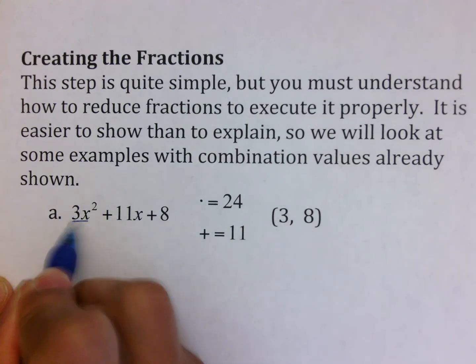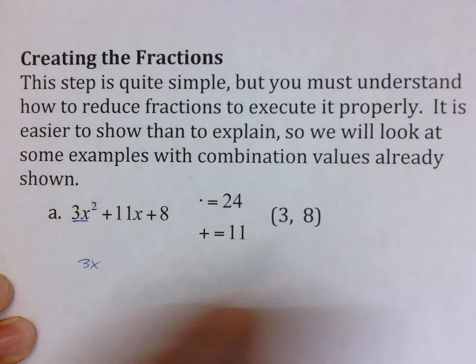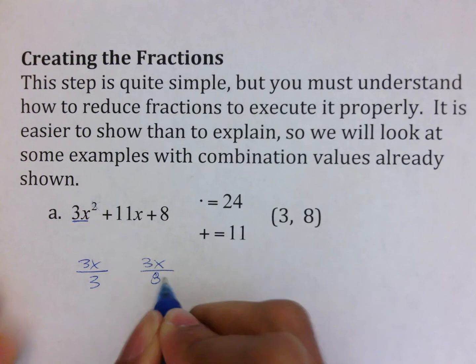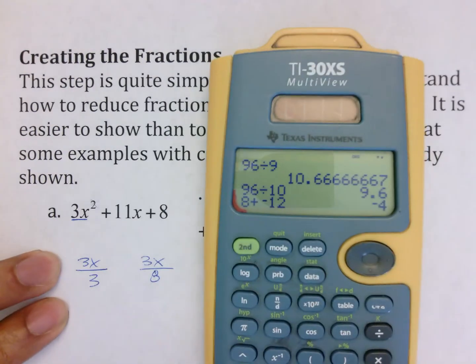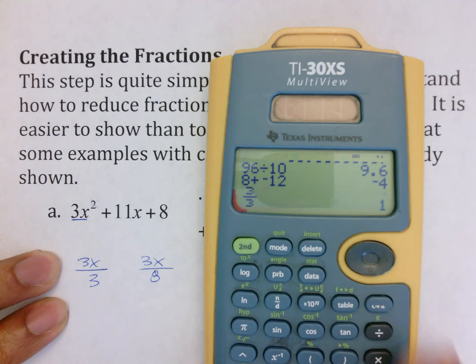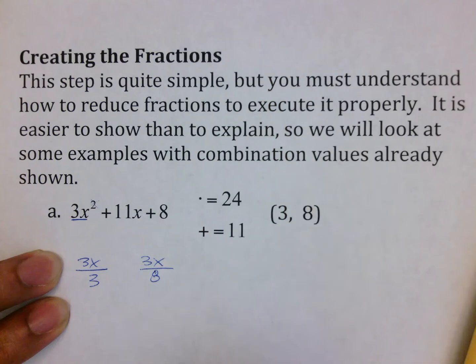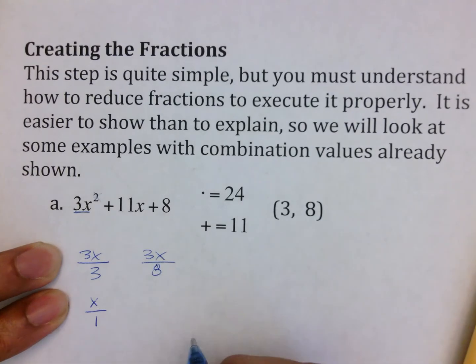You take just this part, not the squared, and you put that value over both of these, so 3x over 3 and 3x over 8. And then what you do is you divide, so 3 over 3 turns into 1, which means that it divides, but you cannot answer without having a number on the bottom, so that pretty much means that it's just going to be x over 1.